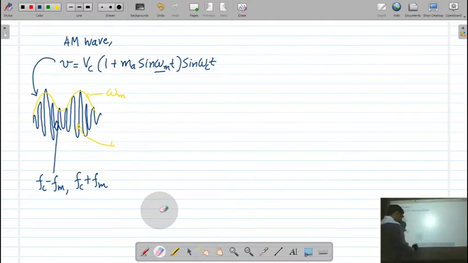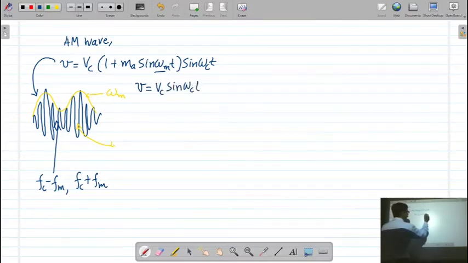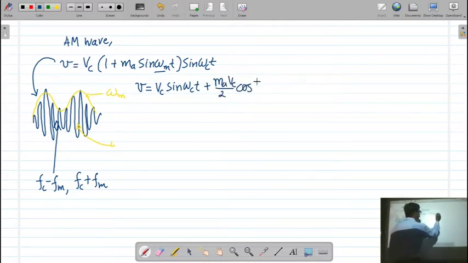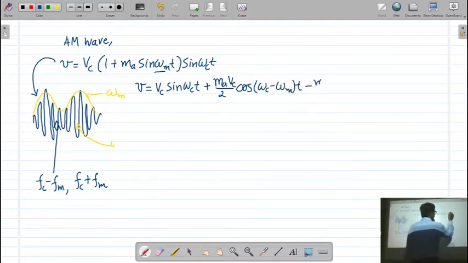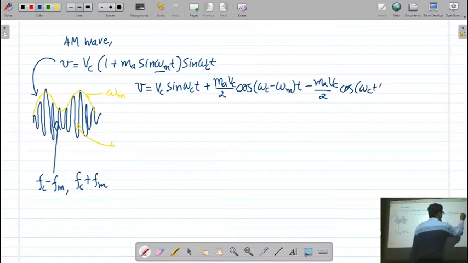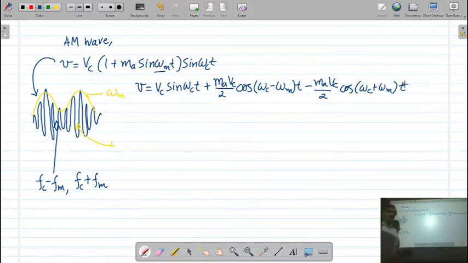Let us see. Here again I will write the expression for a modulated wave. So V is given as Vc sin omega c t plus Ma Vc by 2 into cos (omega c minus omega n) t minus Ma Vc by 2 cos (omega c plus omega n) t. So this expression we have to represent graphically, and that is known as a frequency spectrum.